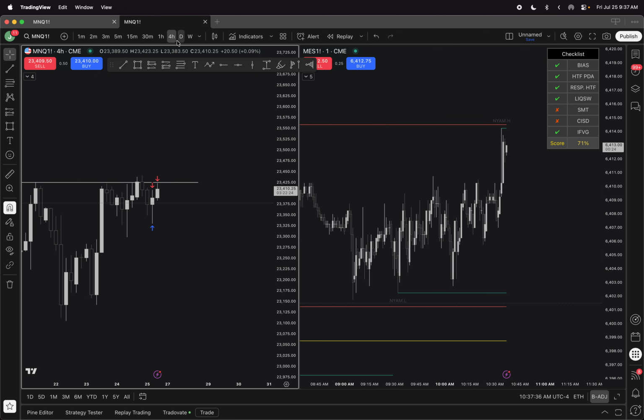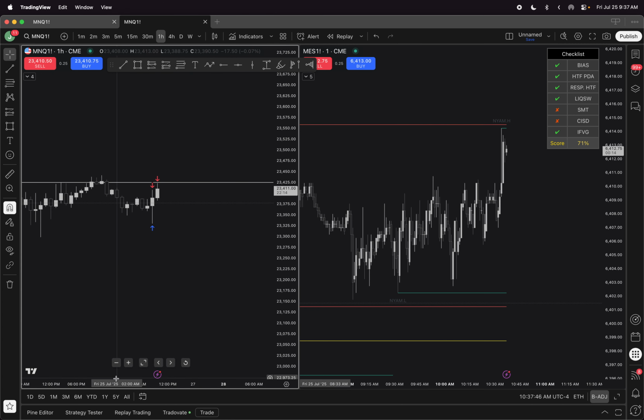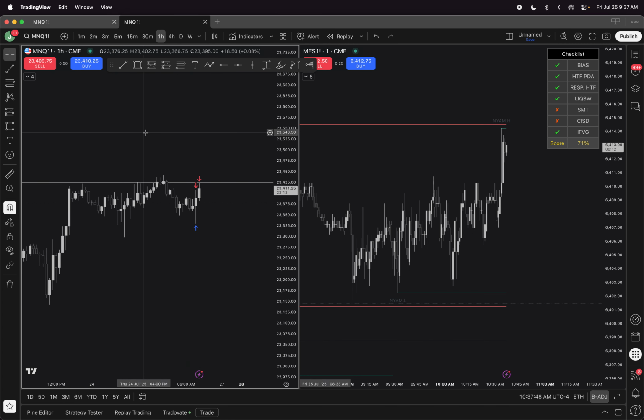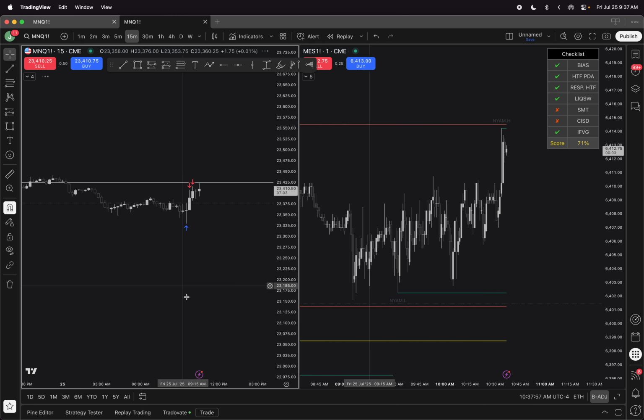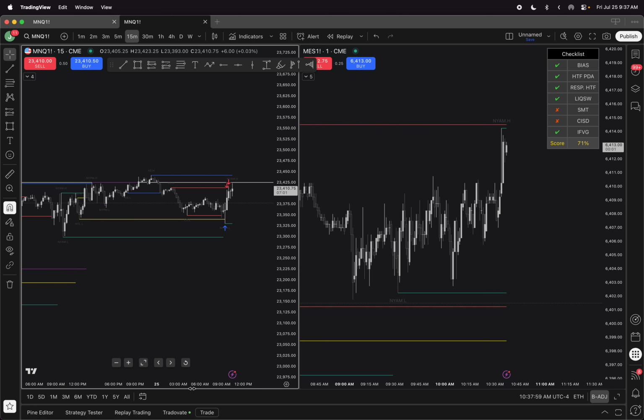So, doing a top-down analysis from the daily to the 4-hour, I do see that we have a 4-hour gap here that we do respect. And then from there, I just want to go onto the 1 hour to see if I'm seeing everything correct, and I am. So I do see a 1 hour fair value gap, but I want to go onto the 15-minute to see if I see something else better.